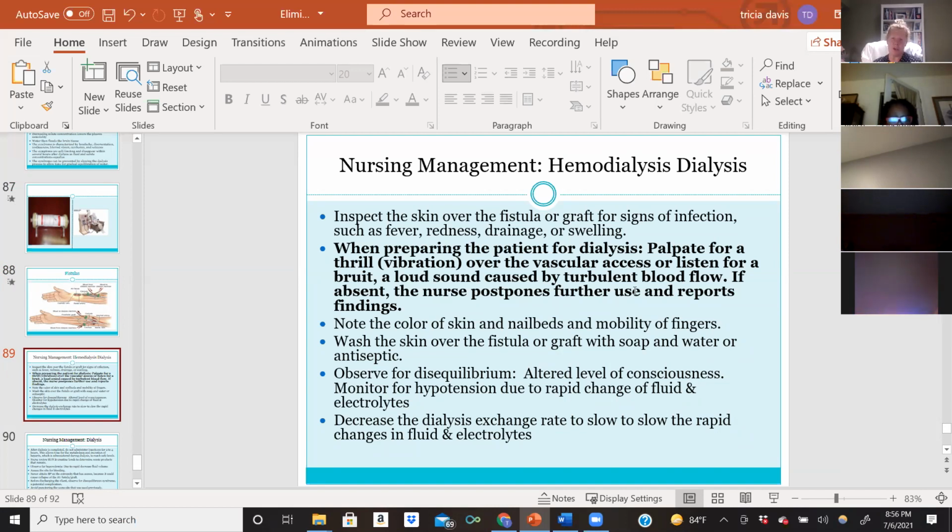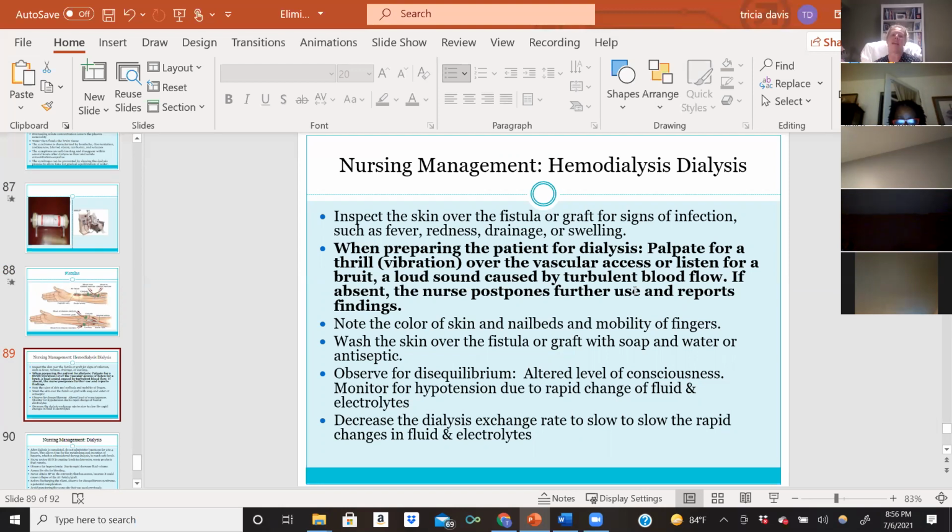The other thing you want to do, as the nurse, is palpate for a thrill, and you're going to listen for a bruit. When you palpate for a thrill, you should be able to put your fingers over the vascular access and feel a vibration, and you will be able to feel the blood flowing through that area. You can also listen for a bruit, which is a loud swishing sound caused by the blood flowing through that area. You want to make sure that they have a bruit and a thrill.